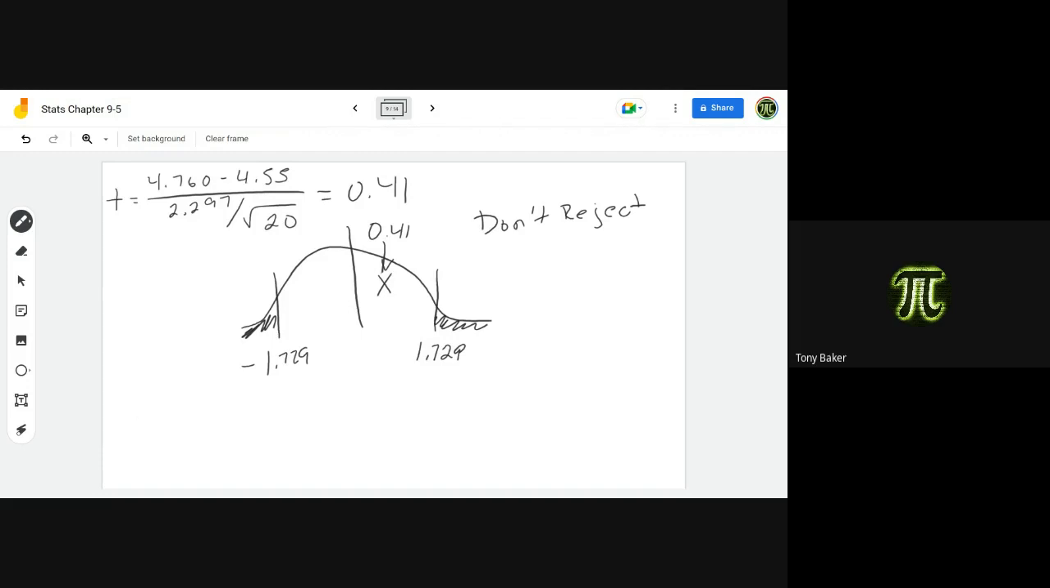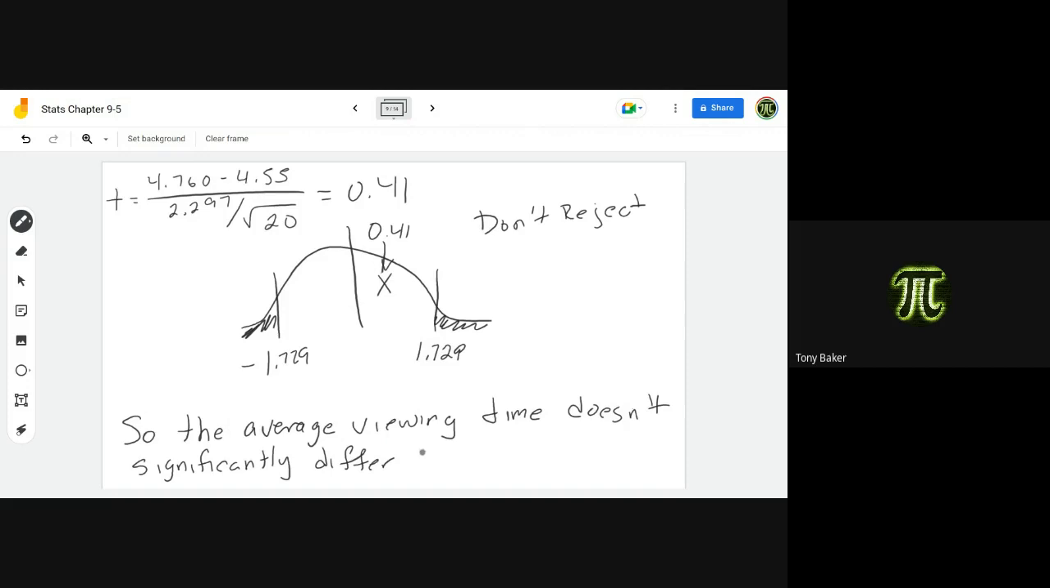So the average viewing time doesn't significantly differ from the 4.55 hours.